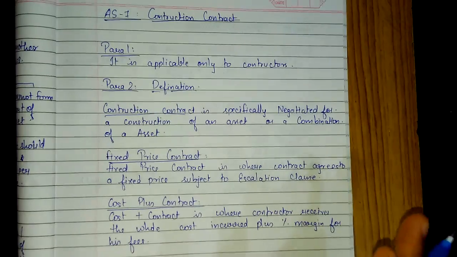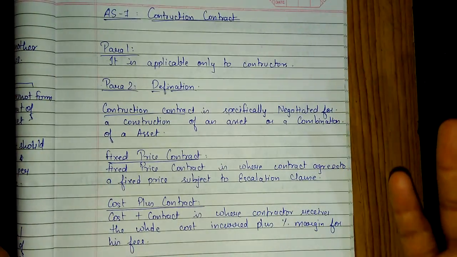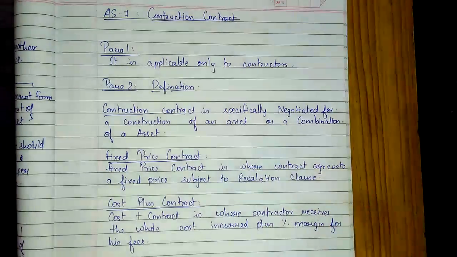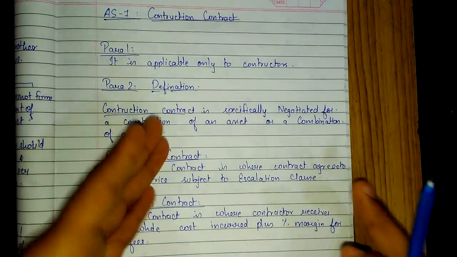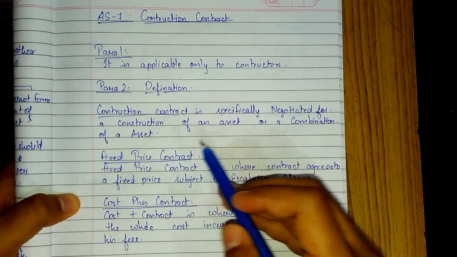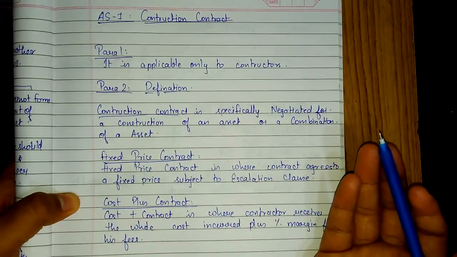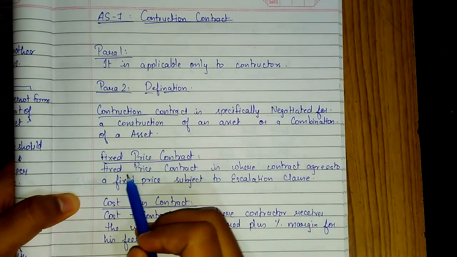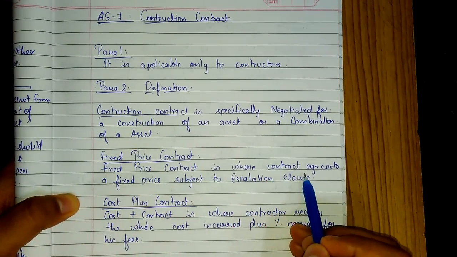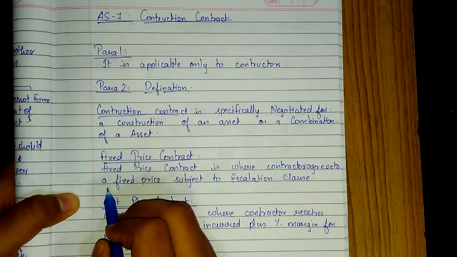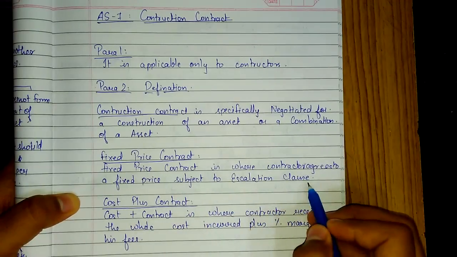Combination of assets means when a builder constructs a building, he does not construct only one building, he constructs 2 to 3 buildings as a society. So that's why they have amended it and written it as construction of an asset or a combination of assets. Okay. Fixed price contract. What does fixed price contract mean? Fixed price contract is where the contractor agrees to a fixed price subject to escalation clause.